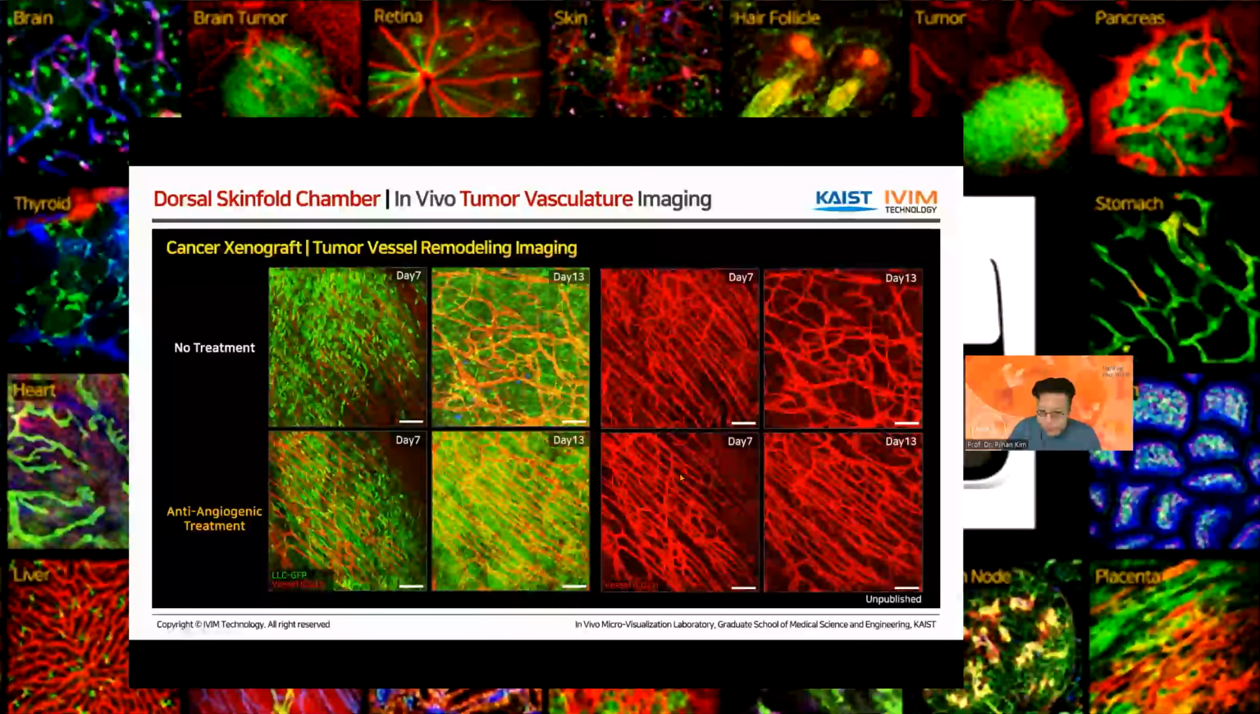So with treatment and without treatment, and then we image exactly the same location at day 7 and day 13, and compare how their vessel changes over time with and without treatment. So this is a good example. We can evaluate the efficacy of the drug in a live mouse model for several weeks.